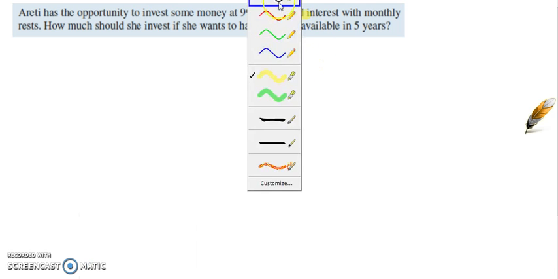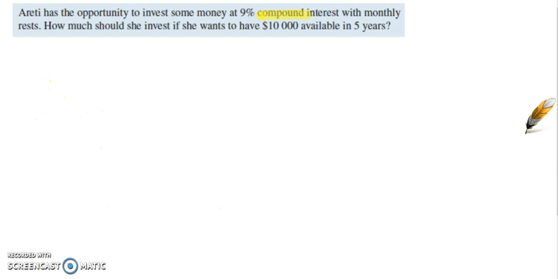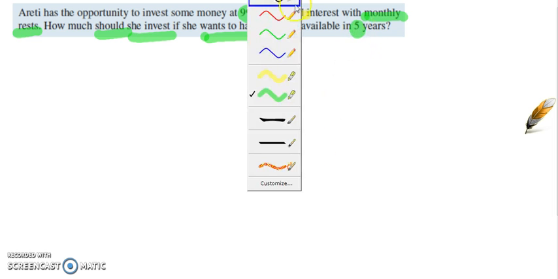Next thing we need to have a look at is reading the question, highlighting the important information. Already has the opportunity to invest some money at 9%, so there's our interest rate. Monthly rests, so we know our K. Should she invest? Wants to have 10,000. It's important. We'll talk about that in a moment. In 5 years. It's the same thing.